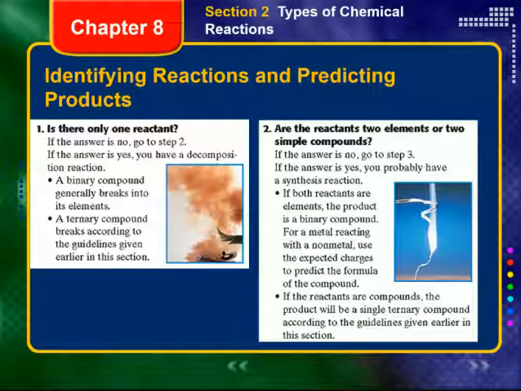Now I want to go through a very simple dichotomous key for identifying reactions and then predicting products. So ask yourself, looking at an equation and you don't know what type it is, is there only one reactant? If yes, then it's definitely a decomposition. So remember that. If there's only one reactant, it's definitely decomposition. Then ask yourselves, are the reactants either two elements or two simple compounds? If yes, you probably have some sort of synthesis reaction, right? Simple things coming together, synthesis.